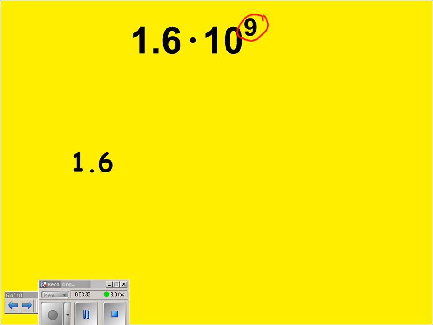or the power, and draw these lines to show the amount of spaces we need to move the decimal to the right. So, 1, 2, 3, 4, 5, 6, 7, 8, 9. Now we just put the zeros in the dips and we have our number.